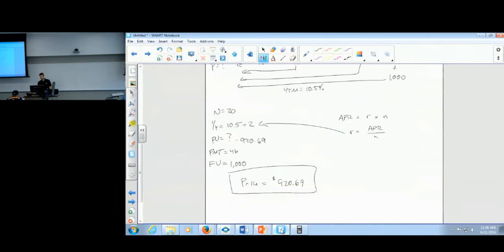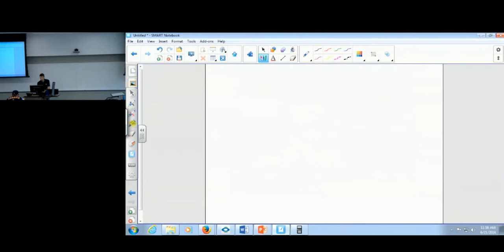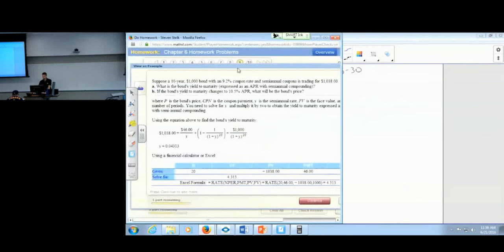Okay, using this is ridiculously easy. All right, let's see. Let's look at number 20. And this will be the last one, y'all.